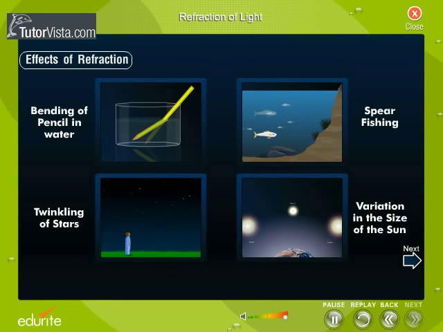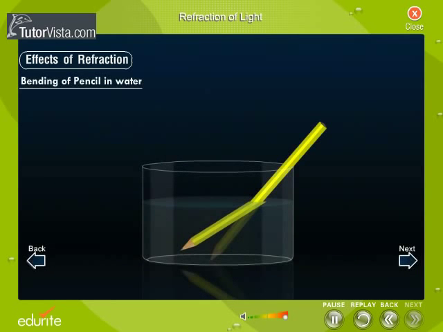Here are some of the effects of refraction. A straight pencil, PQ, when immersed obliquely in water, a portion of it appears to be shortened and raised up as P1 Q1 under the water.